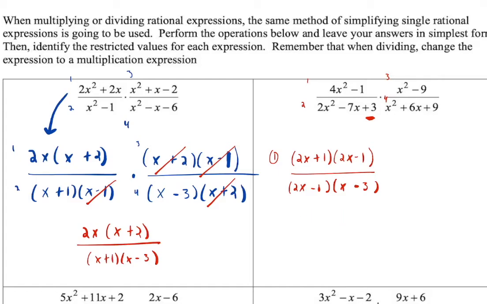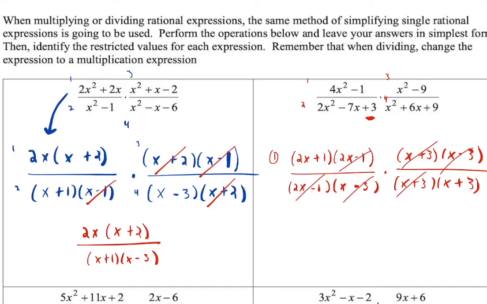Now all of this is going to be multiplied by x plus 3 times x minus 3, the difference of squares, over x plus 3 times x plus 3. And so we can start canceling. The x plus 3's cancel, and x minus 3 cancels, a 2x minus 1 cancels. What we're left with is 2x plus 1 over x plus 3.